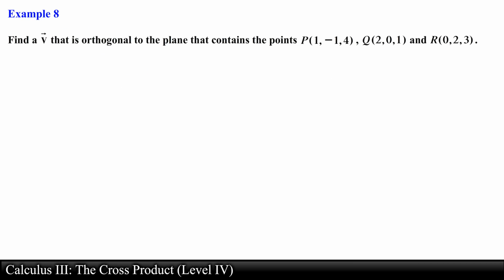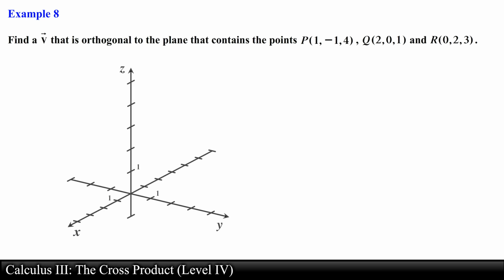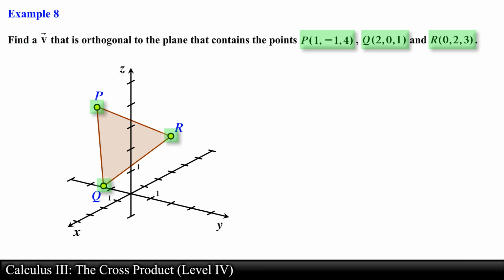Let's end the video with the final example. Find a vector v that is orthogonal to the plane that contains the points P, Q, and R. Here we're asked to find a vector that is orthogonal to the plane that contains 3 points.